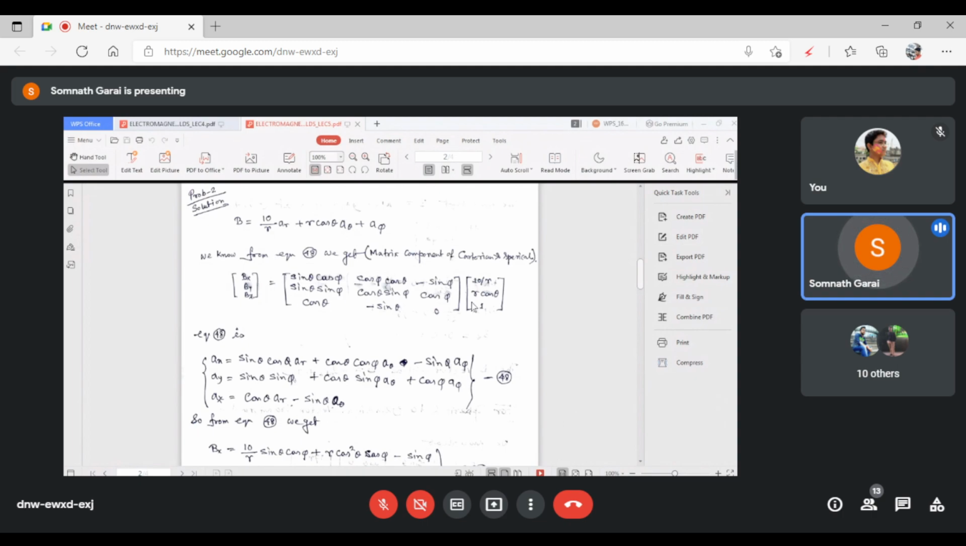Now, as I discussed earlier, there is the matrix relationship of Cartesian and spherical coordinates. Now, this vector in Cartesian components in matrix form we relate as Bx, By and Bz, right? Bx, By, Bz.